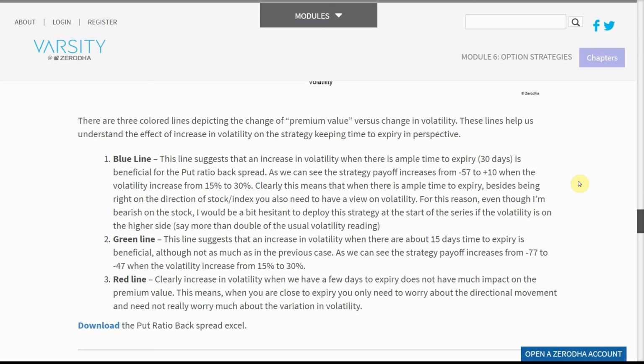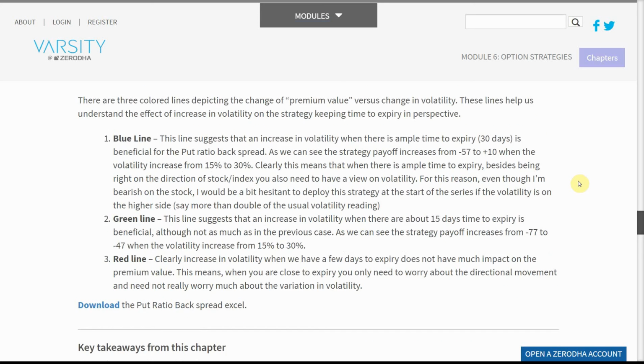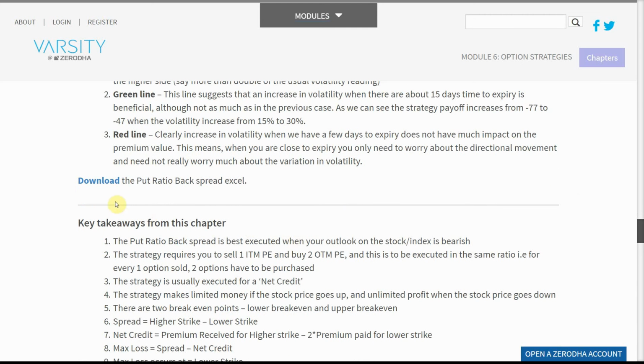This line suggests that an increase in volatility when there are about 15 days to expiry is beneficial, although not as much as in the previous case. As we can see, the strategy payoff increases from -77 to -47 when the volatility increased from 15% to 30%. Red line. Clearly, increase in volatility when we have a few days to expiry does not have much impact on the premium value. This means when you are close to expiry, you only need to worry about the directional movement and need not really worry much about the variation in volatility.